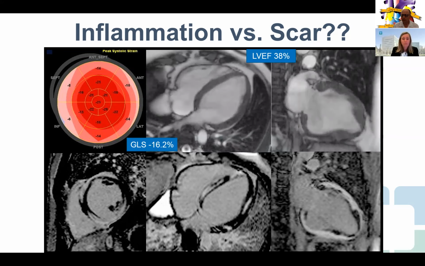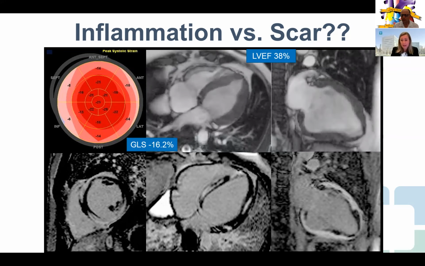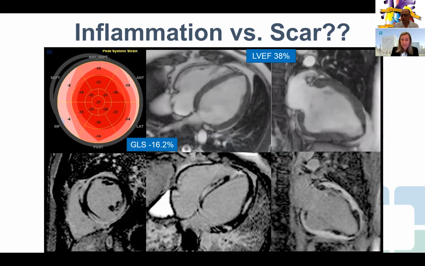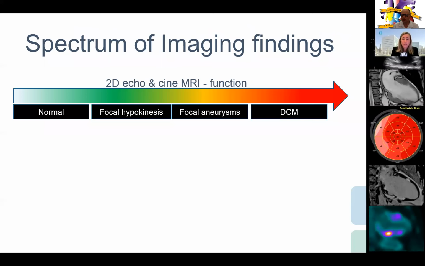What we don't know from this is how much of this delayed enhancement is permanent scar versus active inflammation. And so I think that is probably a weakness in the area of MRI, that we do get some indication of this from the T2 STIR sequence, but often we then rely on cardiac PET scans to give us more information about inflammation. So think of it as a spectrum of imaging findings where you move from 2D echo into cine MRI to look at function, progressing from normal to focal hypokinesis, focal aneurysms, and then more of a dilated cardiomyopathy.